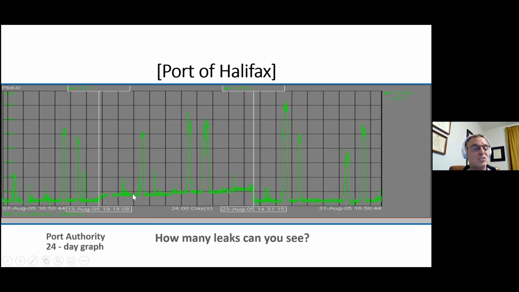So picture now, they've got several feeds. This is only one feed into the Port of Halifax. We've got probably 12 different feeds that we supply water through. So they signed up immediately because they saw the economic benefits of getting this early detection.